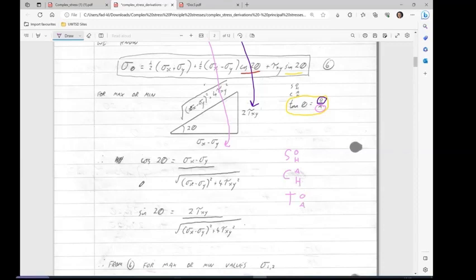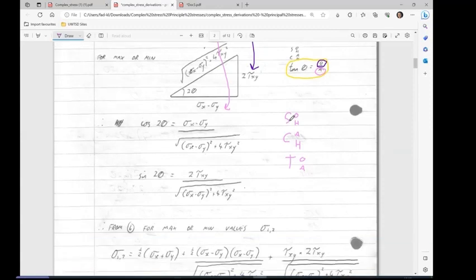Okay, so cos 2 theta is going to be adjacent over hypotenuse. Looking at my triangle, that's the adjacent side, remember? So sigma x minus sigma y divided by hypotenuse. Hypotenuse is this big square root sign here. So that's cos 2 theta. And sine 2 theta equals opposite over hypotenuse. Opposite equals 2 tau xy, over hypotenuse, which again is this big square root sign here.